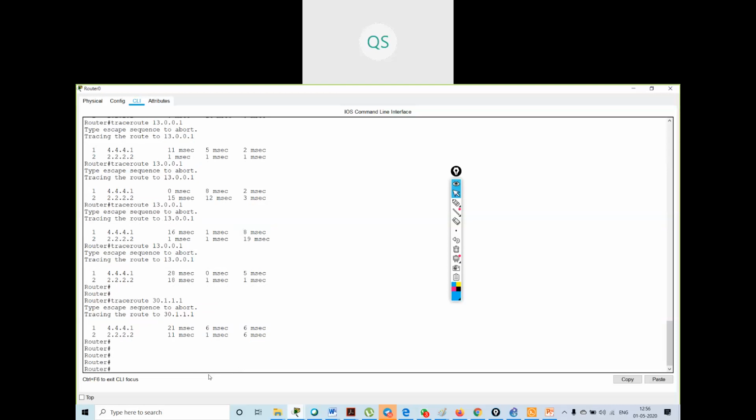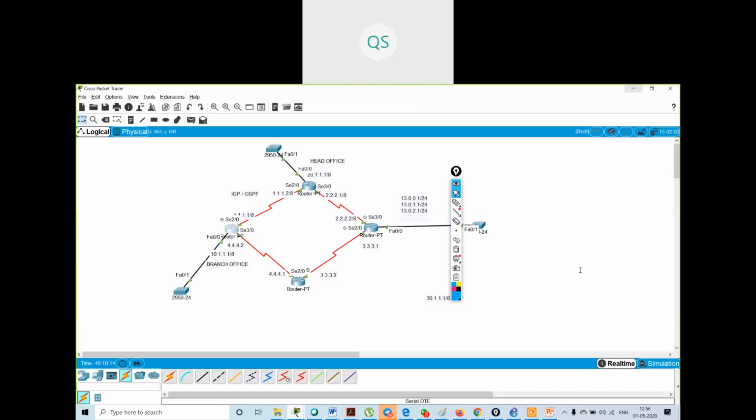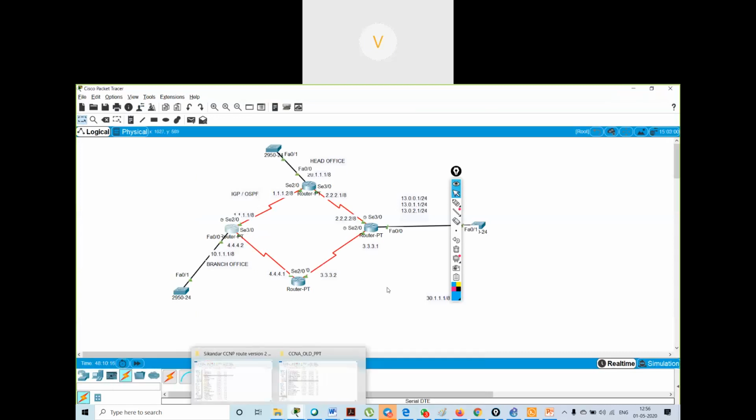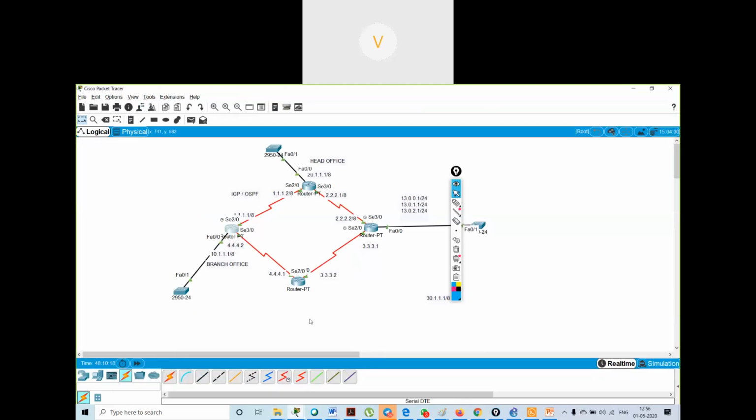Understood? Any doubt how to do this? How to change the variance value? How to configure unequal cost load balancing? Any doubt? No doubt, sir. Okay, so we will stop over here.